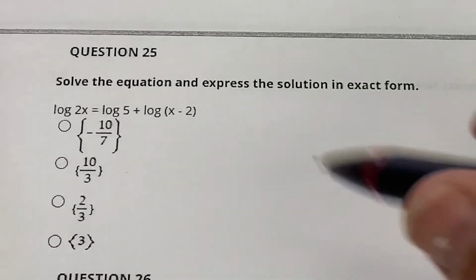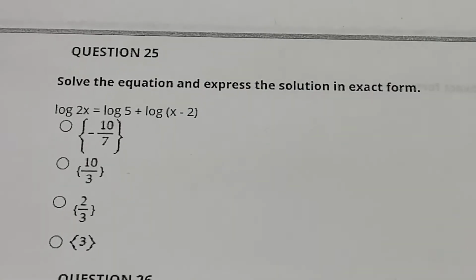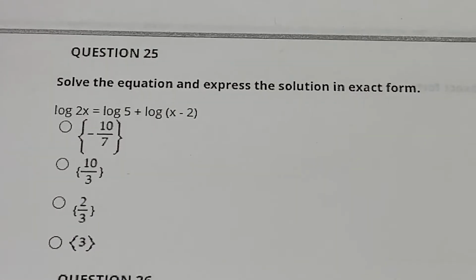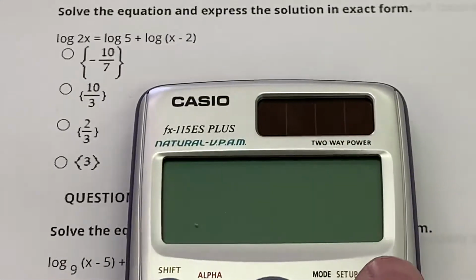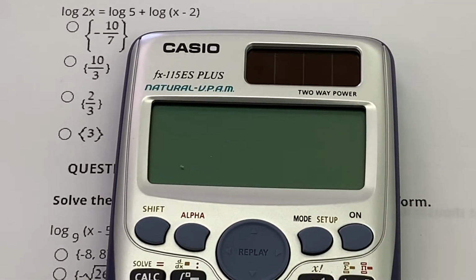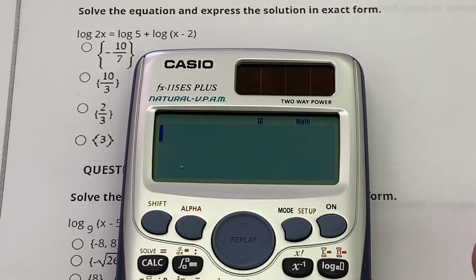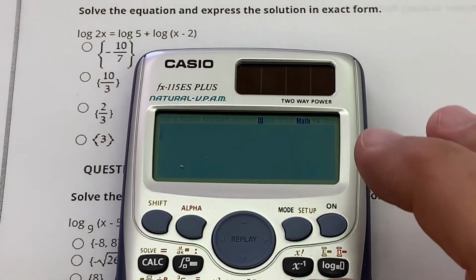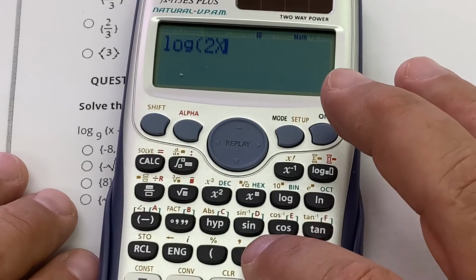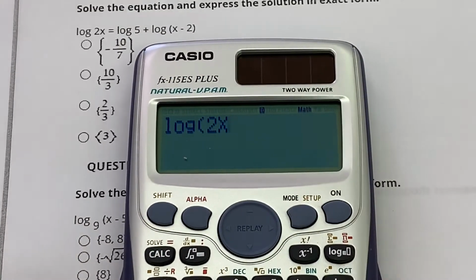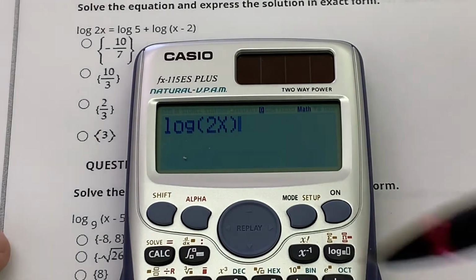Asking me to solve the equation. I'm going to use the calculator. I'm going to cheat and use the calculator on this. So what we're going to do is type this equation in exactly the way it appears using the technology. So turn it on, make sure you're in the normal mode, and I'm going to type in log 2, alpha, red x. Alpha red x is down here. Close parentheses. Now you don't want to hit the equal sign. You want to hit alpha red equals.